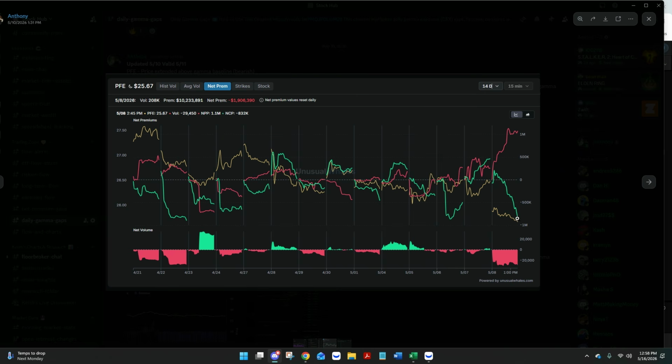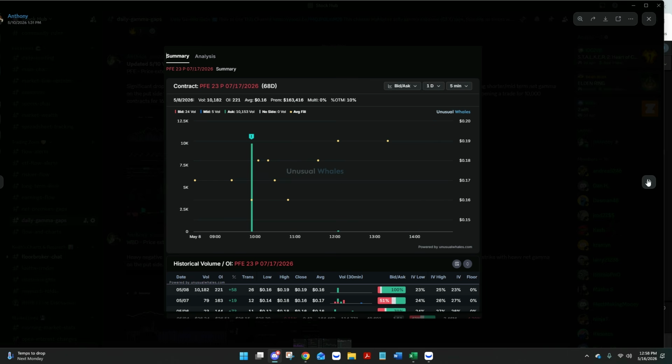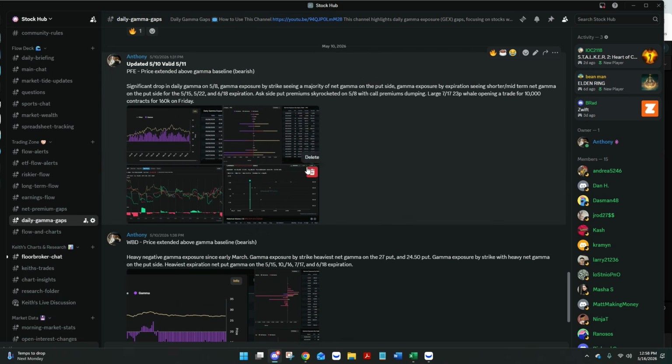Big dump in that call premium on that Friday there too. Big spike in the put premium there. That is a part that caught my eye there. A little bid side call action here again the day before too. We did have some flow to go off this as well. So we had those 7/17/23 puts there, 10% out of the money, kind of longer term there. These 4 data points there that looked very good there.